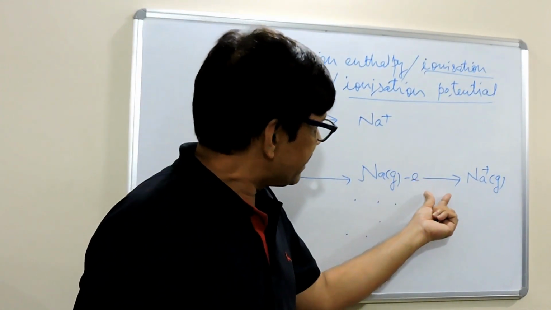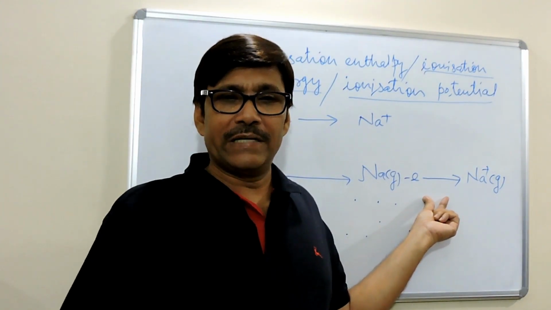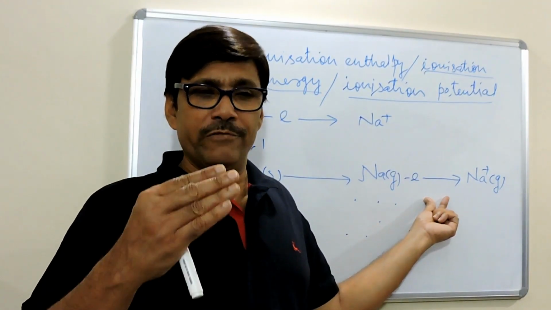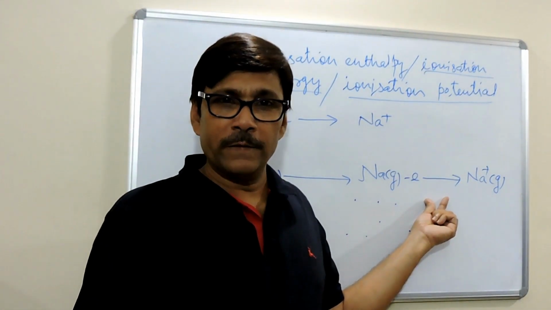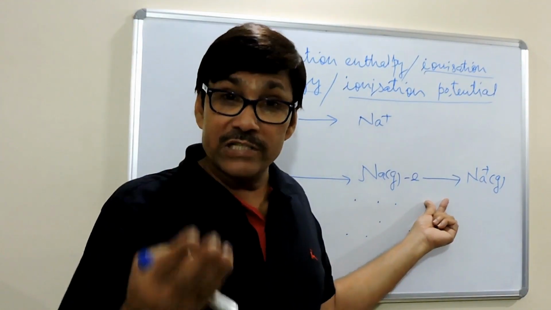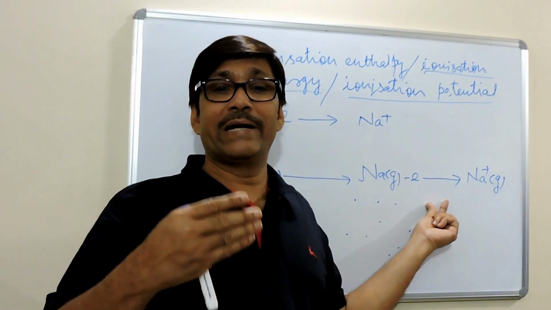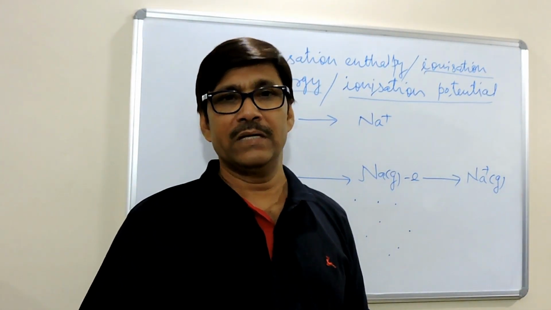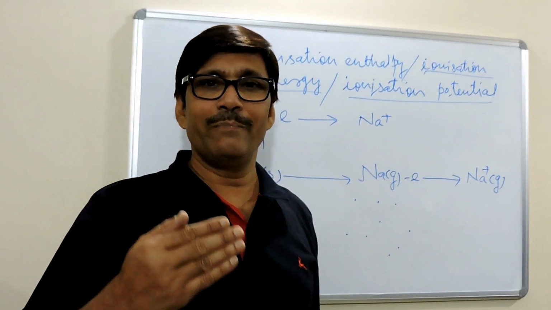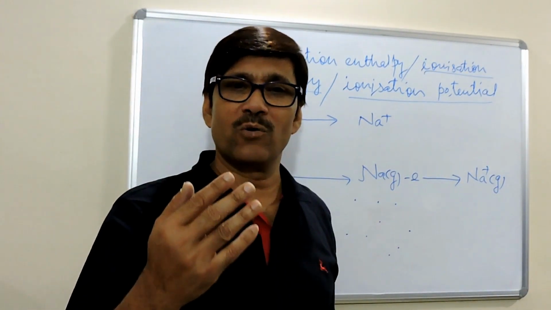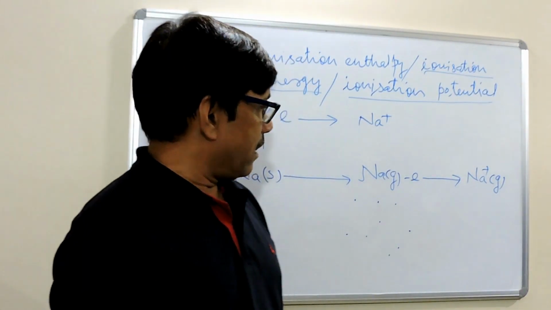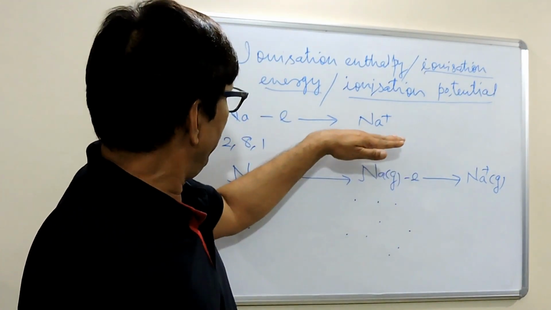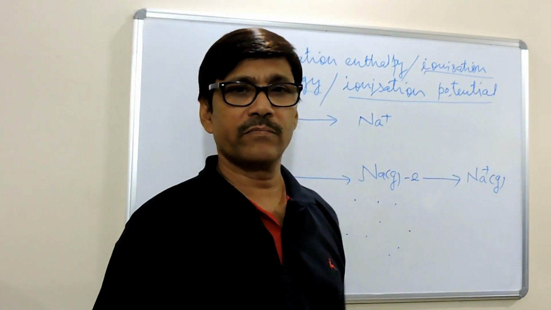So, ionization enthalpy will tell you how easily a metal can lose its electron. So, if ionization enthalpy is low, it has more electropositive nature, it means it is more metallic in nature. So, lower the ionization enthalpy, more is the metallic nature, more is the electropositive nature. Now, what are the factors on which the ionization potential will depend?